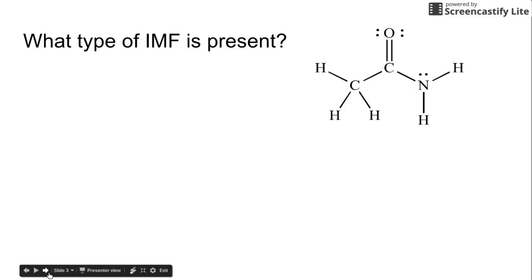If we look at this one, we recognize that we are going to have some polarity here because we've got our nitrogen and oxygen. Those tend to be very electronegative elements. And we see that we have a hydrogen directly bonded to a nitrogen. So here we are going to have hydrogen bonding. This hydrogen is going to be electron deficient and can seek out either these unshared pairs or these unshared pairs on a neighboring molecule.